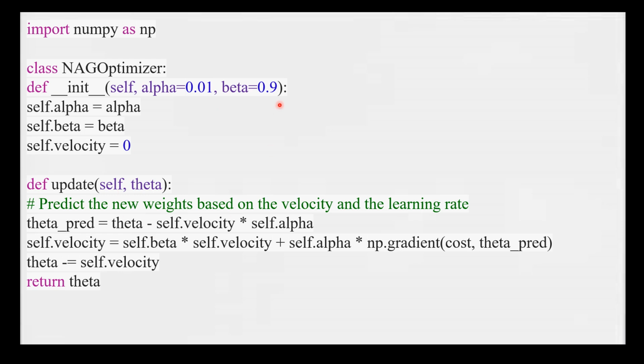Here the update method is used to adjust the model parameters theta based on the current momentum, the learning rate and the gradient of the cost function. It first predicts the new weights by subtracting the current momentum scaled by the learning rate from the original weights. Then it updates the momentum using the previous momentum and the new gradient scaled by the learning rate and the momentum factor. And finally, it updates the model parameters using the new momentum.